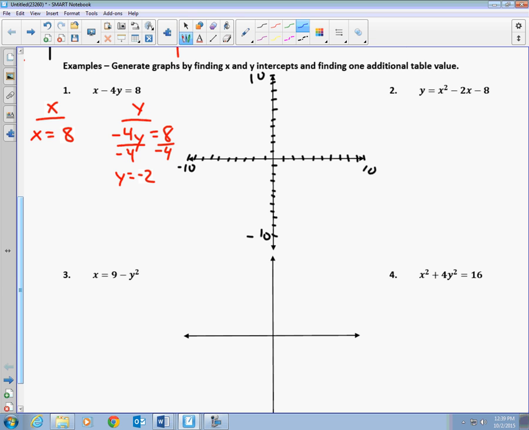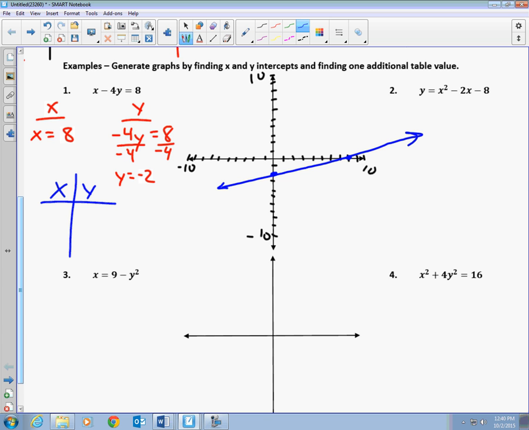This travels through negative 2 on the y-axis, positive 8 on the x-axis. My graph. Now you knew that that was a shape because they're both to the first degree. You know that makes a line. However, suppose we needed one more point. As the directions say, give us another point.